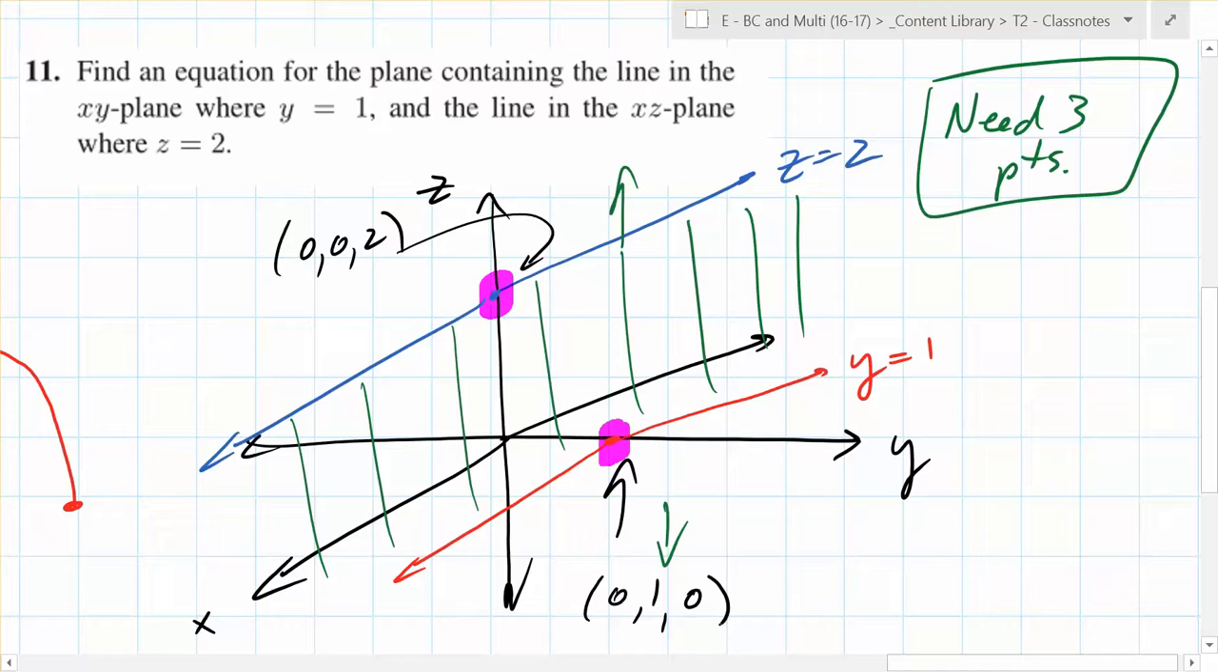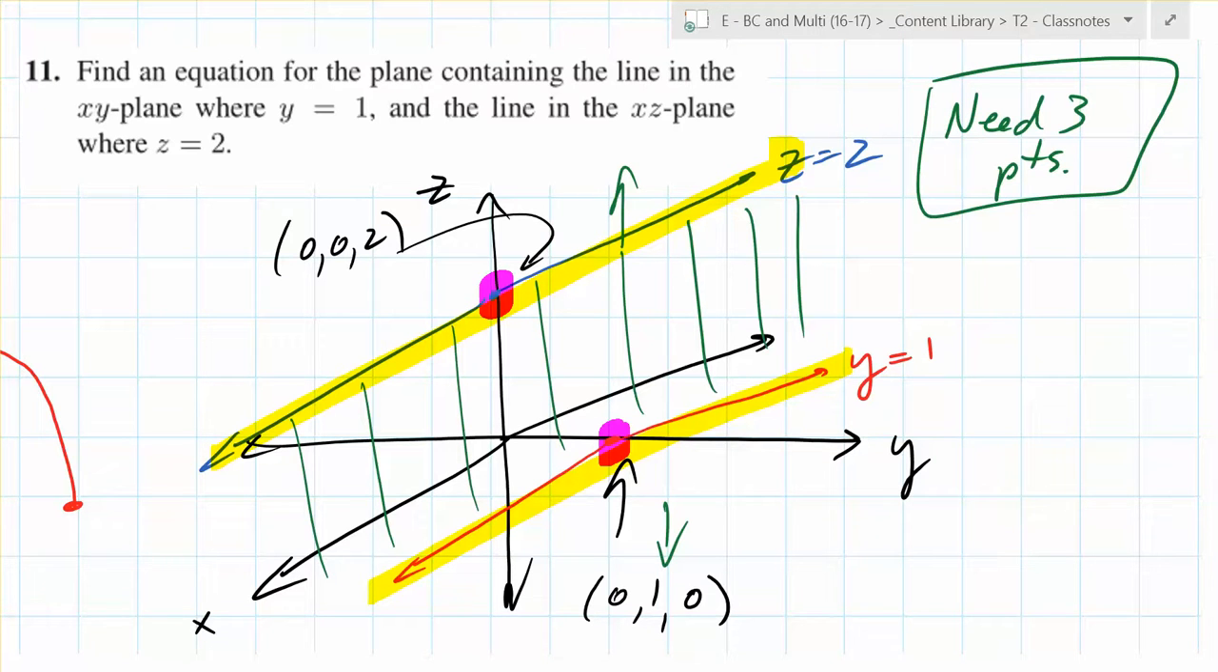(0, 1, 0), right? Now we need to pick a point where y stays the same on this one. Oh, but then we need one where x stays the same too, right? Well, we already have one where x stays the same for these two. So we just need to pick one where y stays the same. We could do like -1. Anything where y stays the same, right? We could pick anything along here, or anything along there, because y would stay the same. Do you agree with that, everybody?